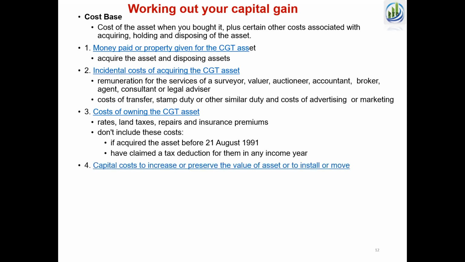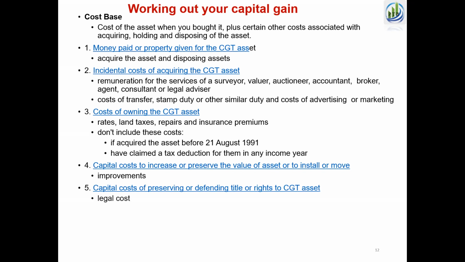Capital costs include the improvement. You maybe did some improvement in your property, like extension of the kitchen or the land filling of the land or whatever improvement you made, that can be included in your cost base. And the last one, capital cost of preserving or defending your title or rights. What's the meaning? For example, legal cost. If you have not claimed it previously, you can include it in your capital cost.